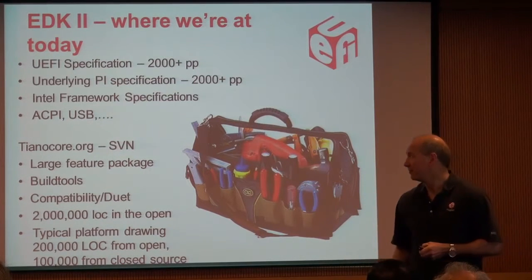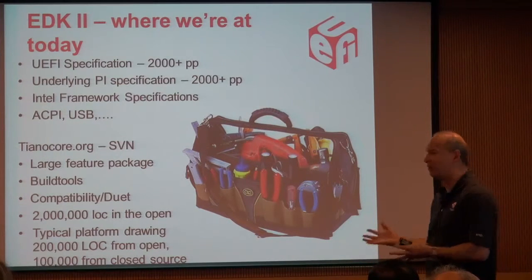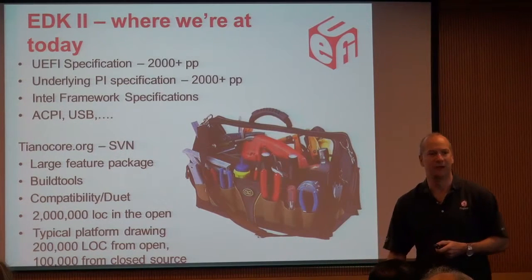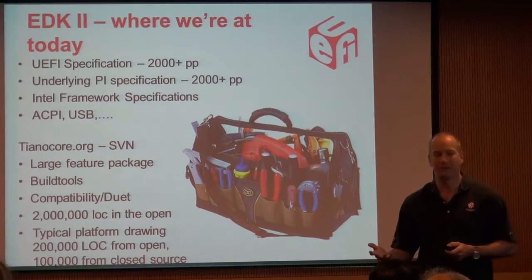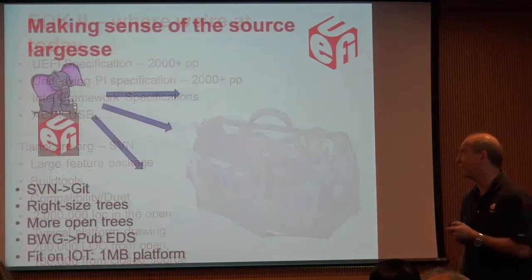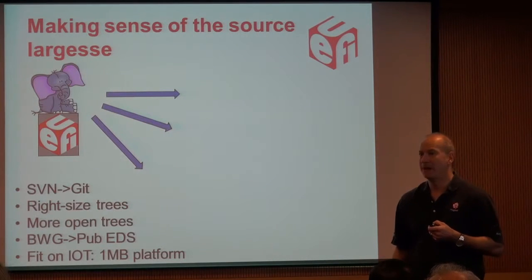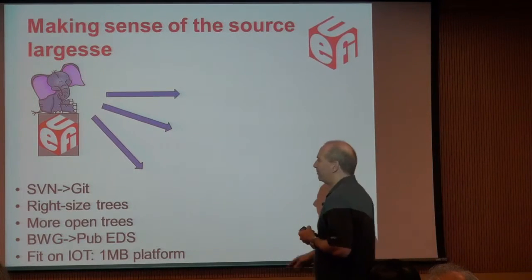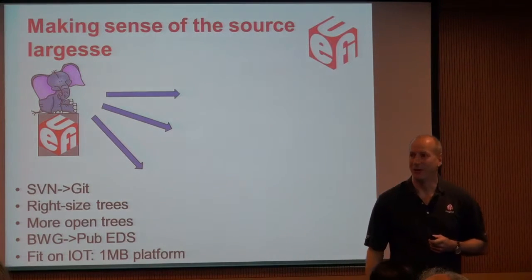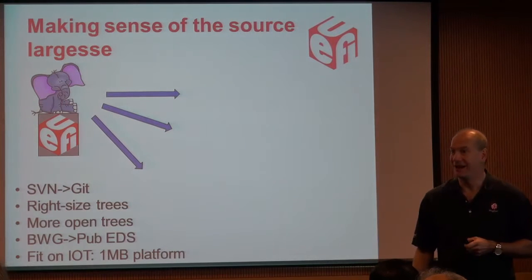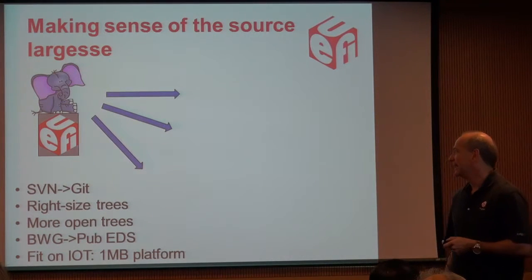TianoCore has an SVN repository, which has a really large collection of things, right? It's like a giant toolbox with one of everything that you would want to potentially use. But unless you're really expert at finding your way through toolboxes, figuring out which pieces you need is tough, right? So really what we're trying to do is make a bit more sense out of this. We're going to switch from SVN to Git because we're told that everybody has moved on to distributed source code management now, and it's about time we caught up. So, belatedly, we're trying to get there.